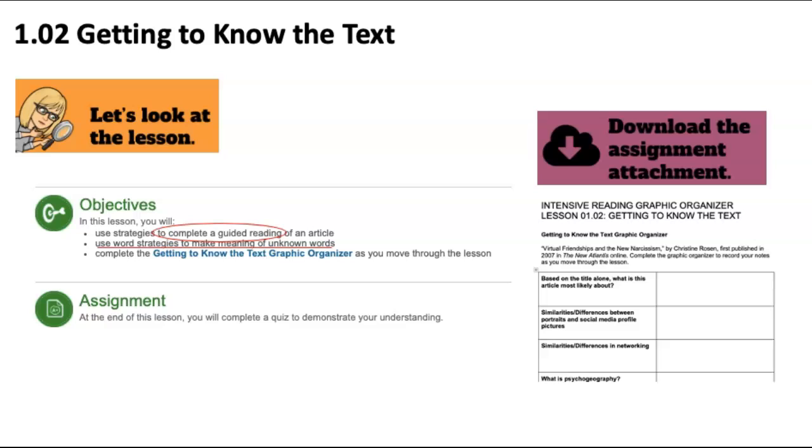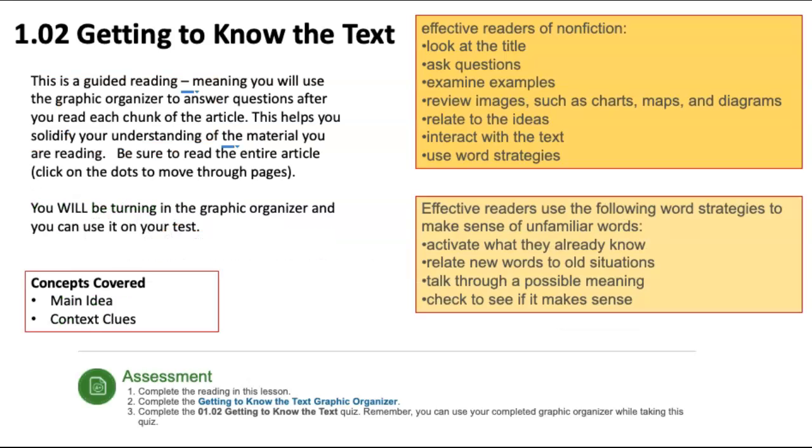Again, you will need to download that attachment, and you can see a little picture of it off to the right of what it looks like. You'll have questions on the left side, and then you can type directly into the graphic organizer on the right. And you will be turning this in, so make sure that you get it downloaded from Buzz. Next, let's look at a little bit more from 1.02.